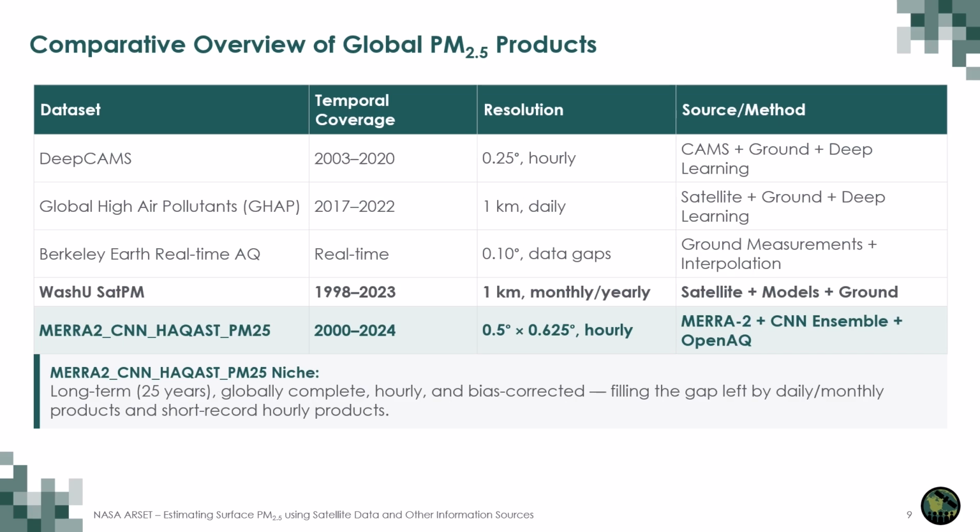For example, DeepCAM and GHAP combine the satellite, ground, and deep learning approach to provide high resolution hourly or daily estimates. Berkeley Earth relies primarily on the ground measurement with interpolation, while the Washington University datasets, which we just learned about, integrate satellite, model, and ground input at coarser temporal scale. And finally, the MERRA-2 CNN HAQAST PM2.5 product. We will learn more on it in a coming slide.